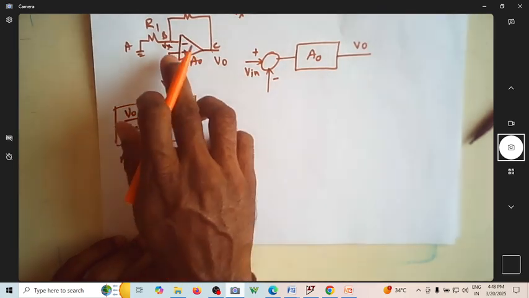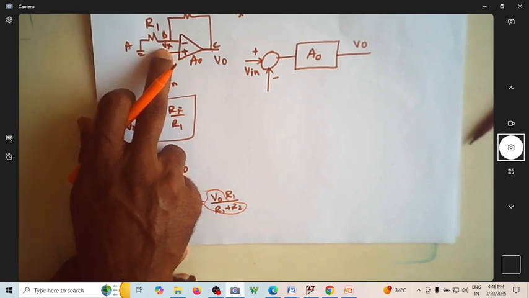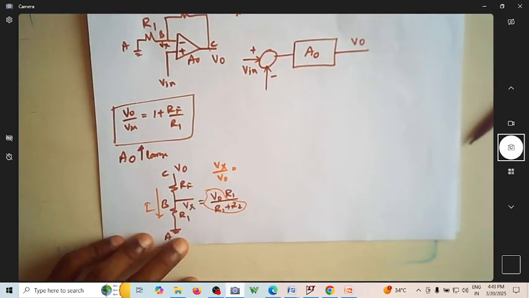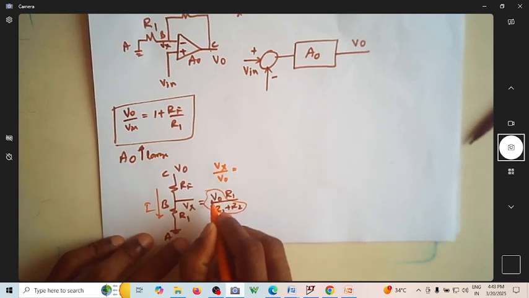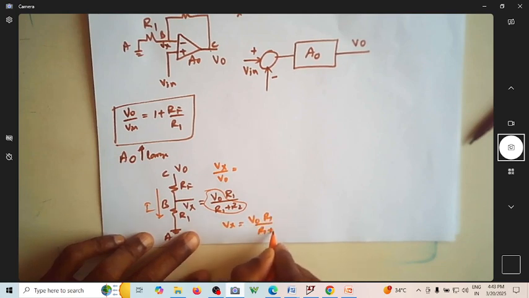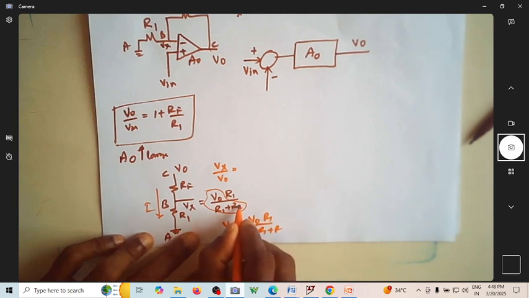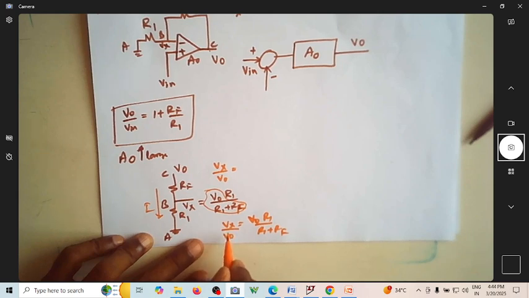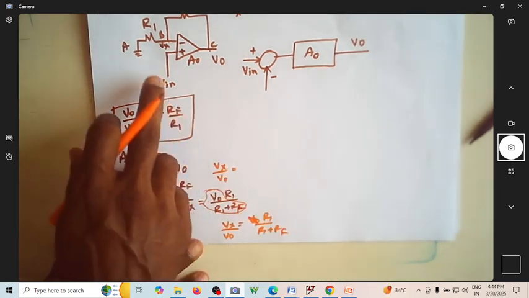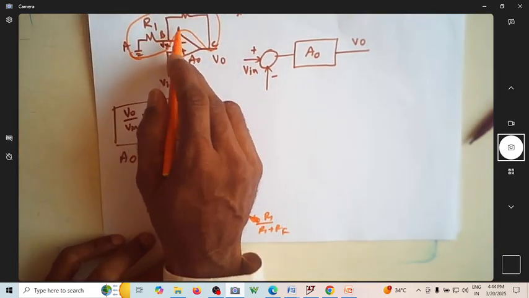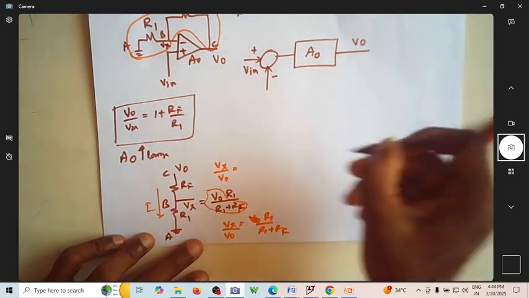Then what portion of the output voltage is fed back here? Vx is equal to V naught R1 by R1 plus Rf, so Vx by V naught is R1 by R1 plus Rf. Now this is your feedback network. What is the input to this feedback network? It is V naught. So let me write that feedback network here.